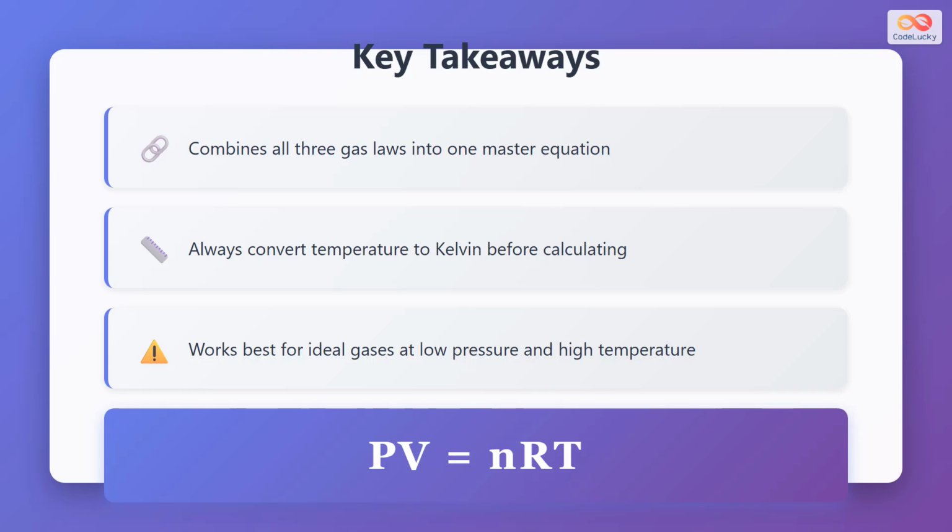Let's review the most important points about the ideal gas law. First, it combines all 3 individual gas laws, Boyle's law, Charles's law, and Avogadro's law, into one comprehensive master equation. This makes it incredibly powerful for solving gas problems. Second, always convert temperature to Kelvin before calculating. Using Celsius or Fahrenheit will give you completely incorrect results. Third, remember that the ideal gas law works best for ideal gases at low pressure and high temperature. Under extreme conditions, you may need to use more complex equations. The equation PV equals nRT is your essential tool for understanding and predicting gas behavior in chemistry and physics.